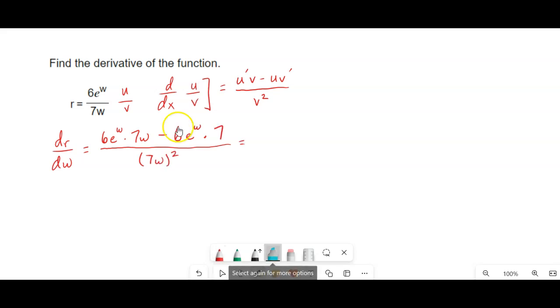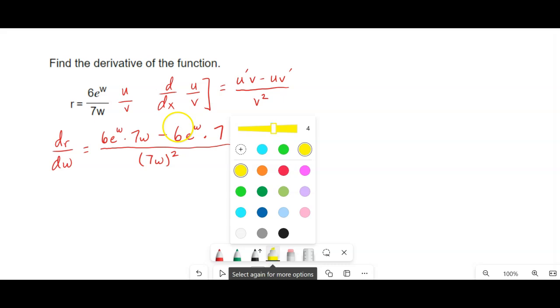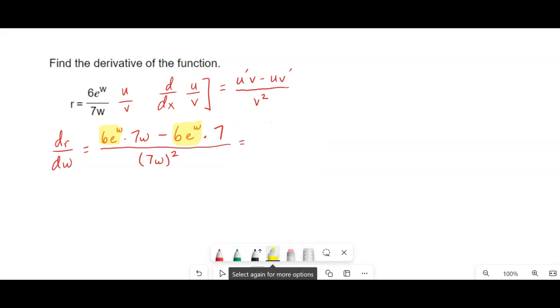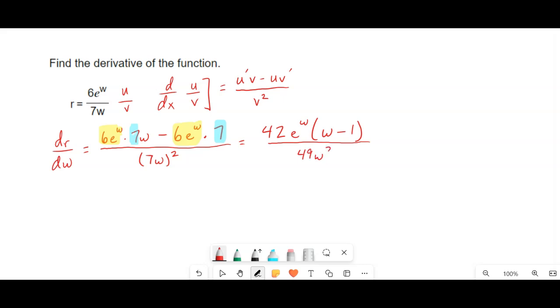All right, now notice that when we start to simplify this, we have a 6e to the w in both of these. We also have a 7 that's common to both of these. So up top, we could factor out a 7 times 6, which would be a 42e to the w. And that would leave a w, and then all of this got taken out, so a minus 1. And on the bottom, this would be 7 times 7, which is 49w squared.